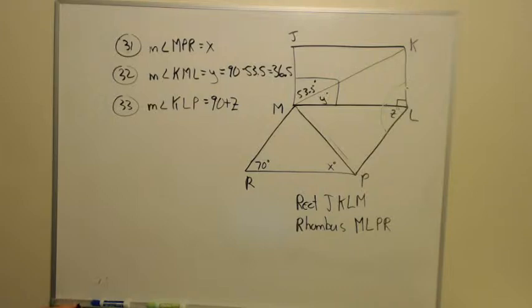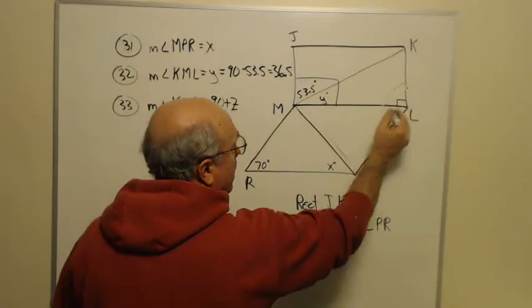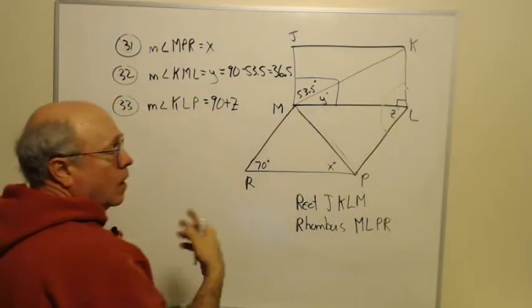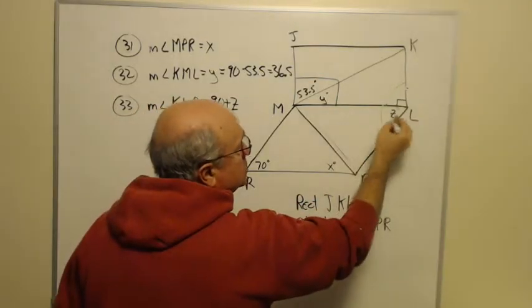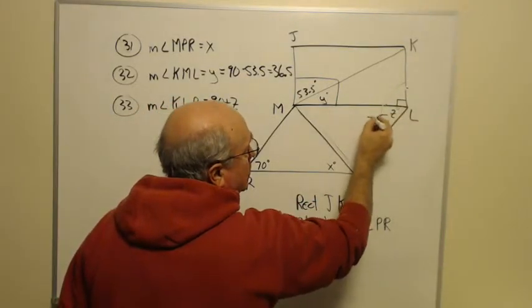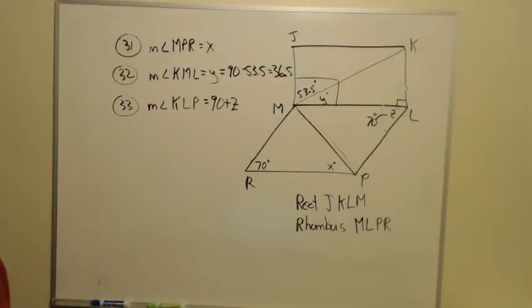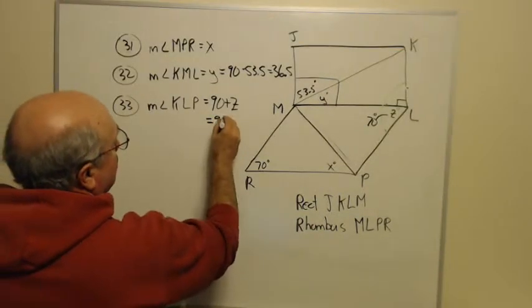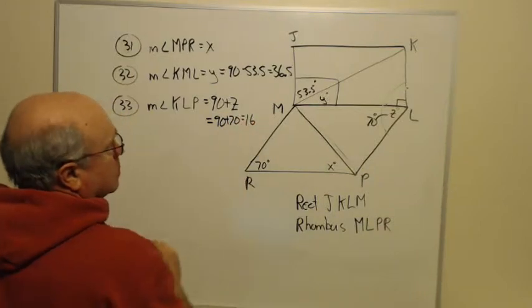Z also is pretty easy. We get Z out of the fact that the opposite angles in a rhombus, and R and the angle marked Z are opposite. So this 70 is opposite the Z. The Z is 70. Now that's actually a property of every parallelogram, so knowing it was just a parallelogram would have been enough for that. That means that this angle KLP is 90 plus 70, which is 160.